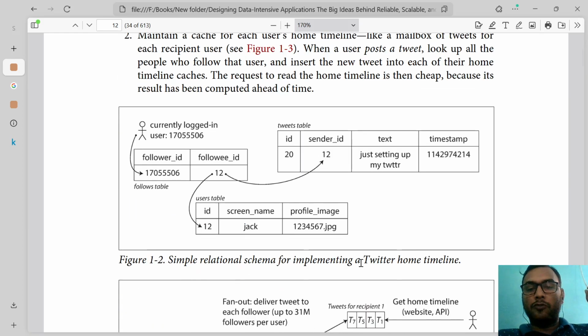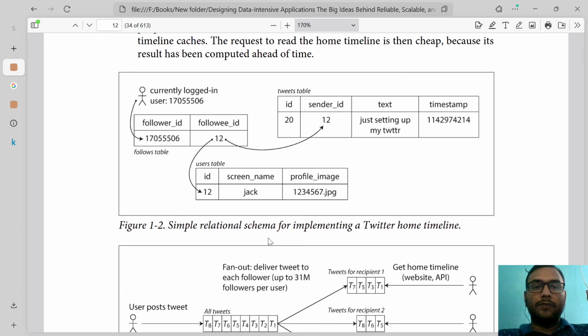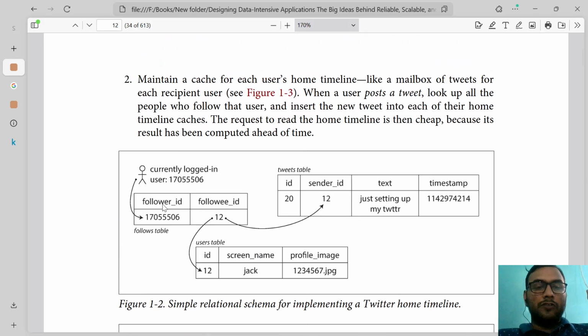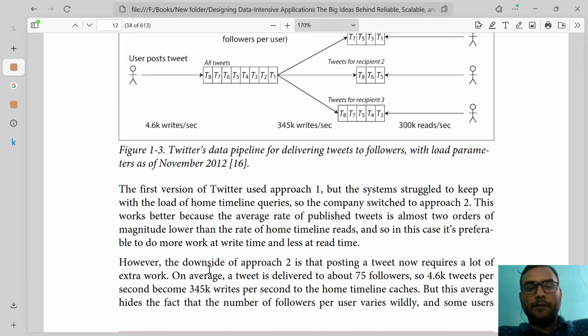A simple relational schema for implementing a Twitter home timeline, and this is the data pipeline for delivering tweets. So this is a follower ID, this is a followee ID, this is a follow table, this is a tweet table, this is a user table. So ID, followee ID, sender ID, that is the user table.